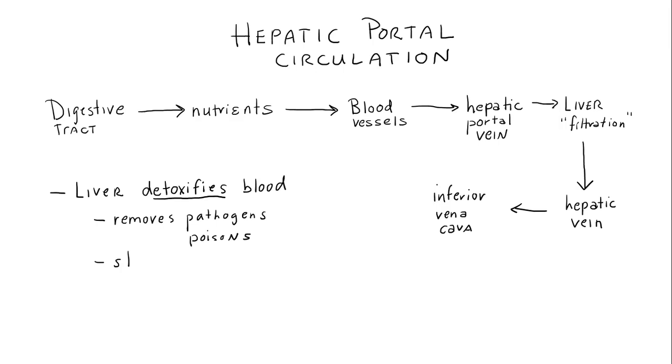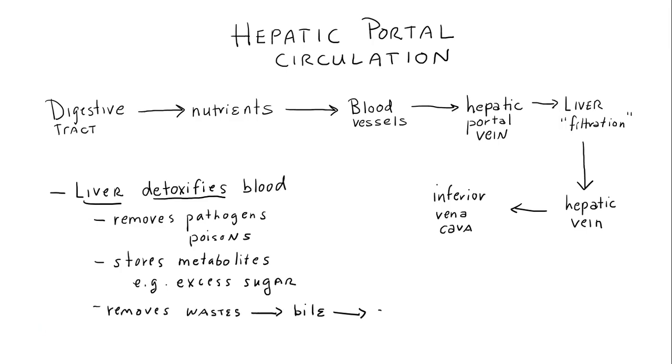Another thing that the liver does is it stores metabolites like excess sugar. Anything that you have too much of, sugar, it'll make into glycogen and store glycogen for a longer-term energy store. And it'll also remove waste, breakdown products of red blood cells, for example, that it'll send into the bile, and then the bile goes to the digestive tract and out of the body.